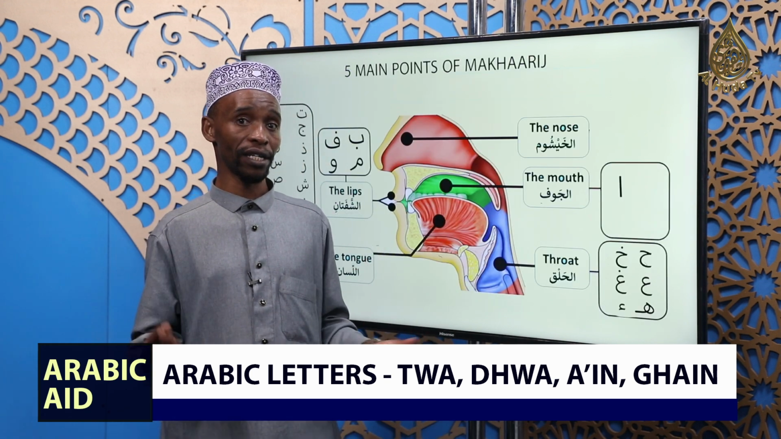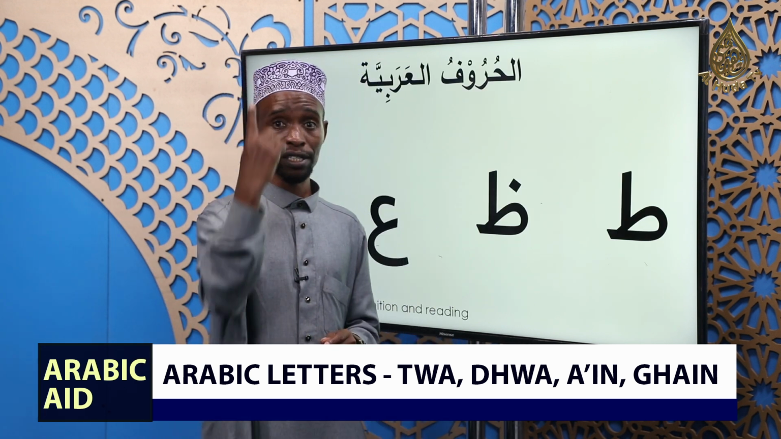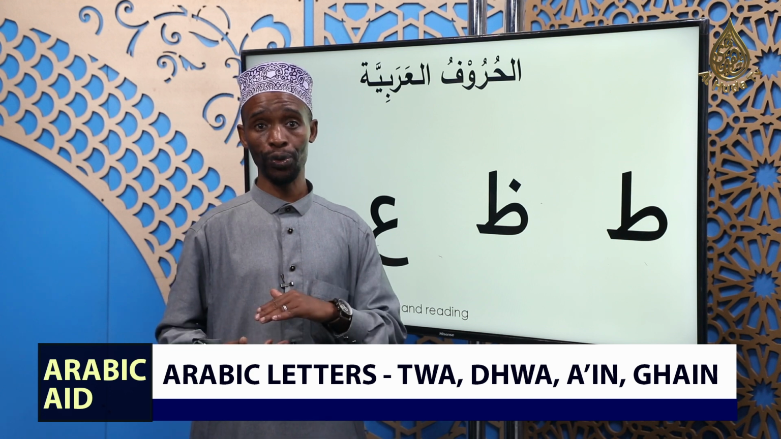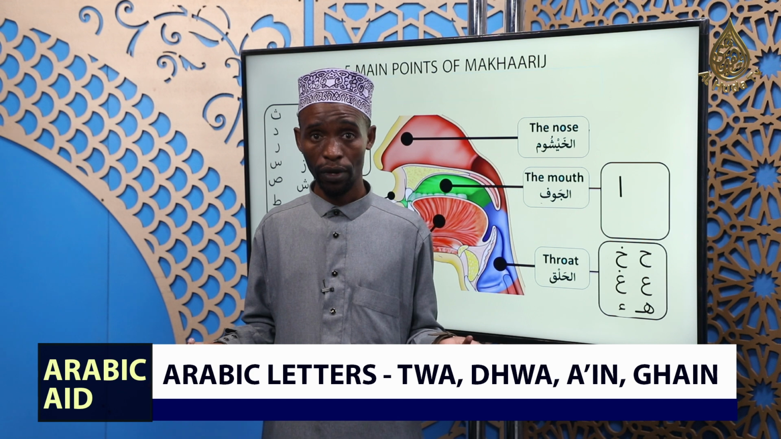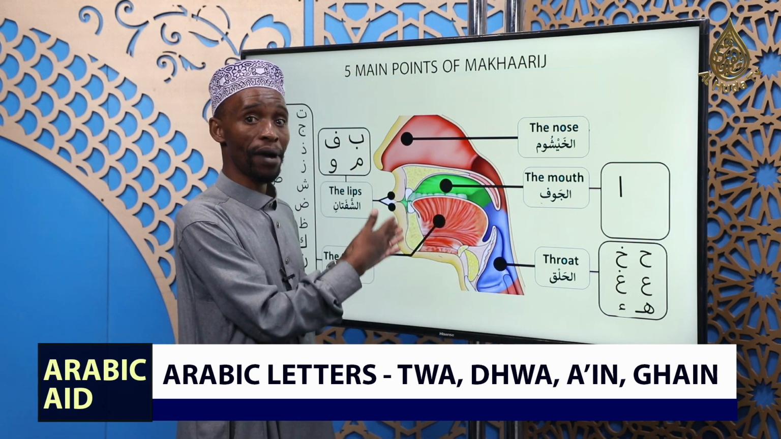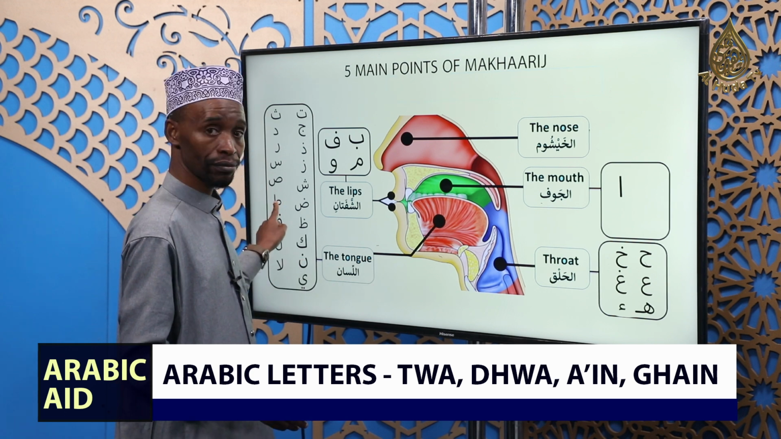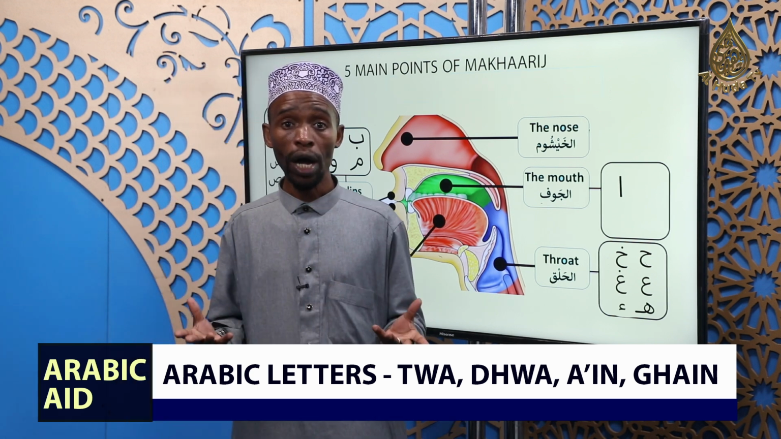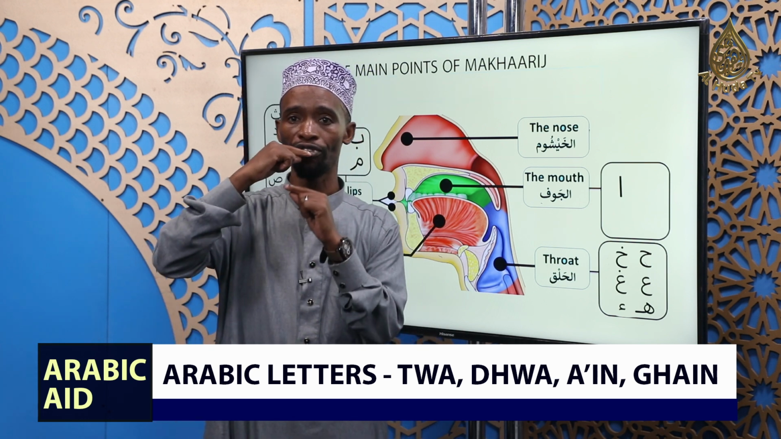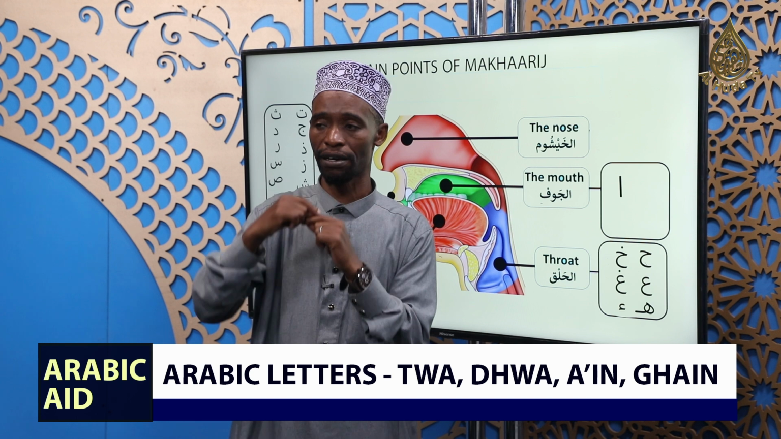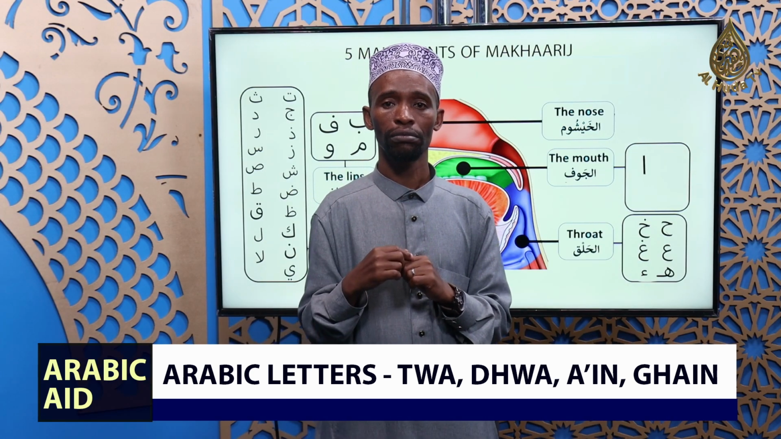Our first letter is Twa. To recognize Twa, think of a stick standing on a shoe. Where is the makharij for Twa? On our diagram, the makharij for Twa is at the tongue. Twa is pronounced when the tip of the tongue touches the root of the 2 top front teeth. Twa, Twa, Twa.